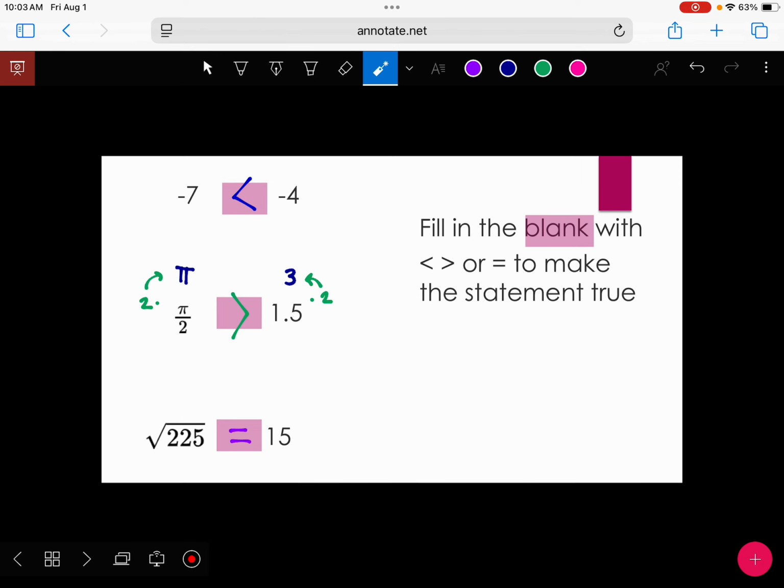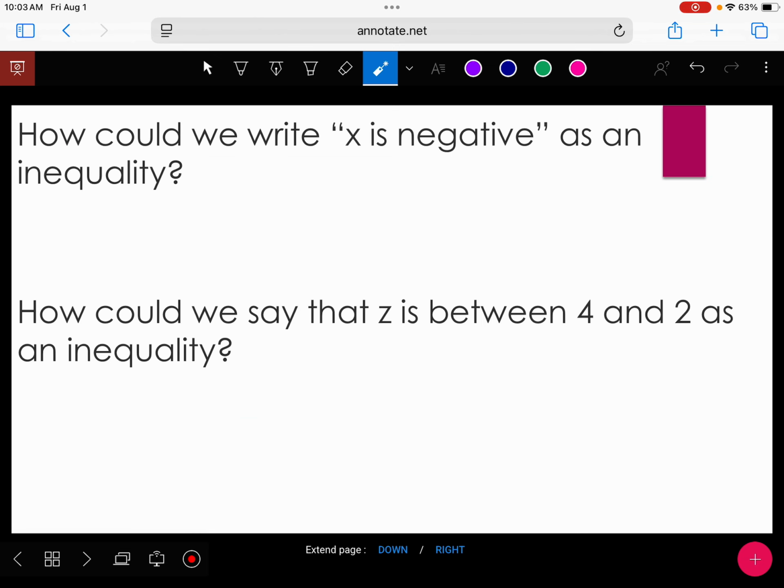Okay. A little bit more cerebral on these ones. So if I wanted to write an inequality that says my x is negative, how could I do that? What could I say that x has to do if I know x is negative? Less than 0. That just means x has to be negative. We're going to see that a lot. Just x being less than 0 just means it's negative. How could I write an inequality that says that z has to be between 4 and 2?